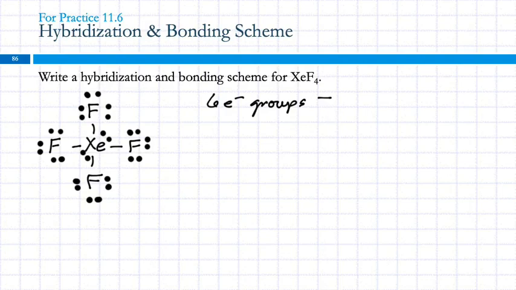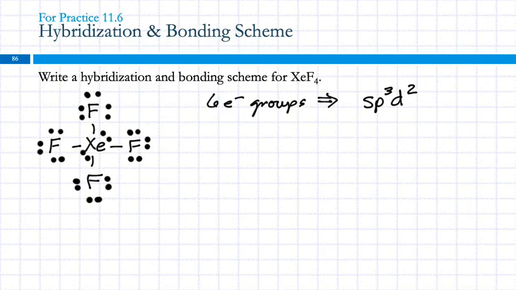So what's the hybridization? 1, 2, 3, 4, 5, 6. sp3d2. Anybody want a Sharpie? Oh, yeah. So that tells us the hybridization, sp3d2.